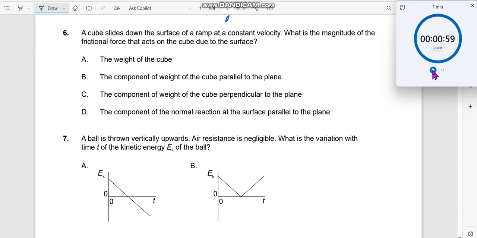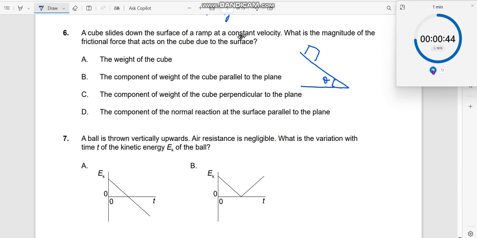Question number 6. A cube slides down the surface of a ramp. I have this ramp. The moment I say a ramp, put an angle theta here. So I have put the ramp here, cube here. What is the magnitude of the frictional force that acts?